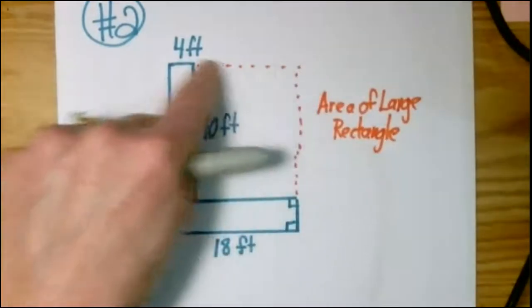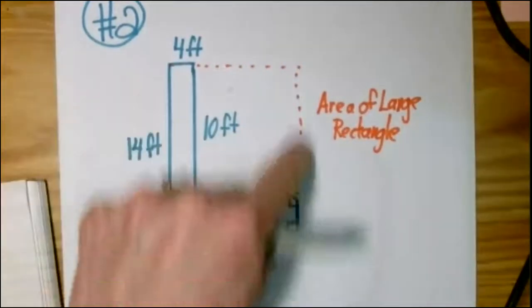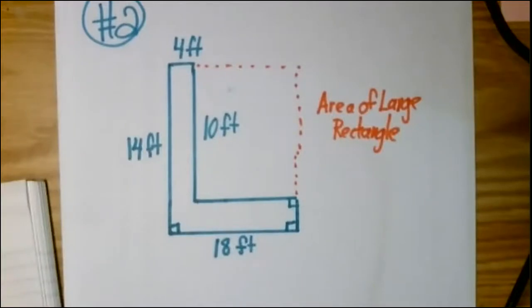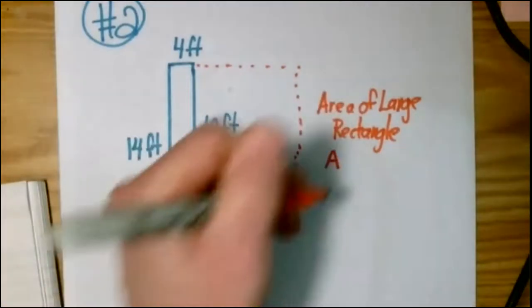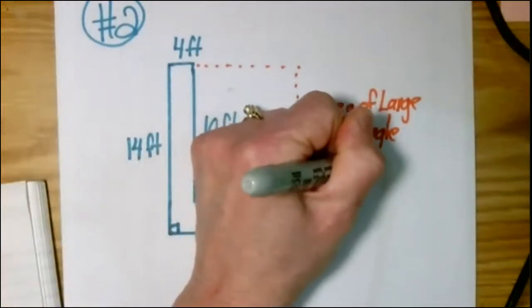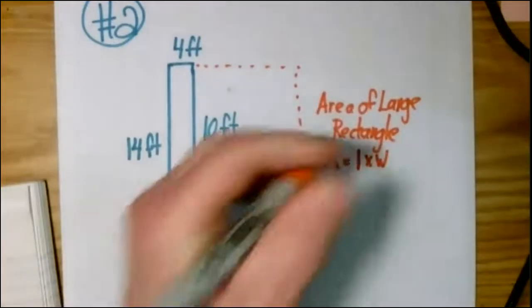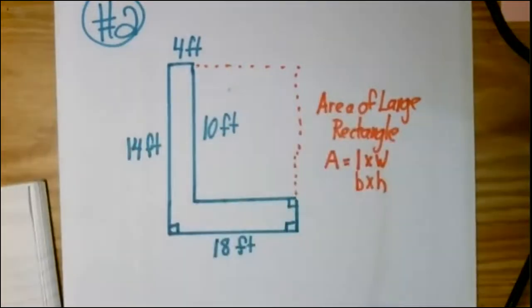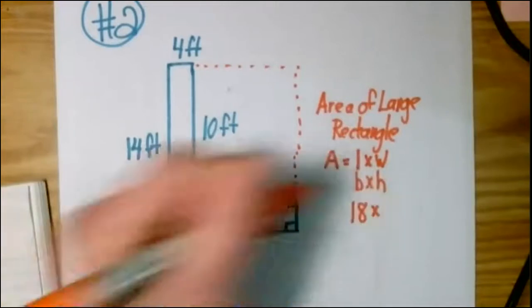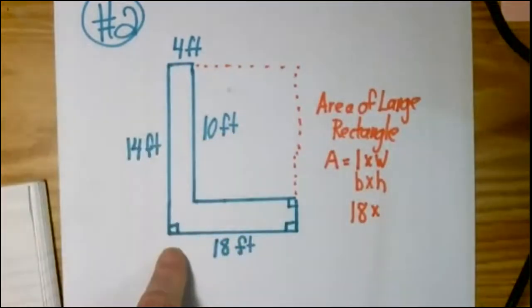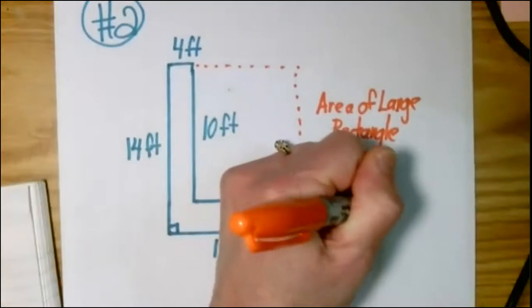And by large rectangle, I mean the whole thing, if this were a rectangle. So remember, the area of a rectangle is the same as the area of a parallelogram, base times height. Or now we'll use length times width. Doesn't matter, length times width, base times height, same thing. So what is our length? Well, our length or our base is 18 times our width or our height is 14.